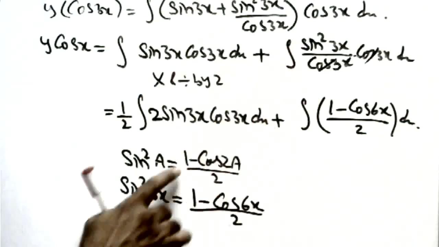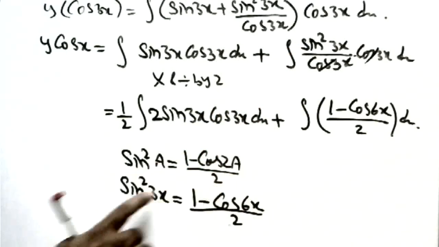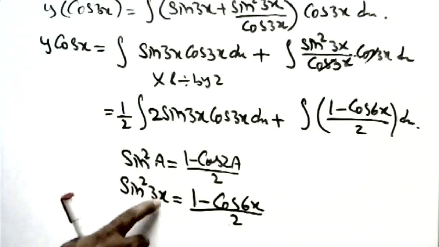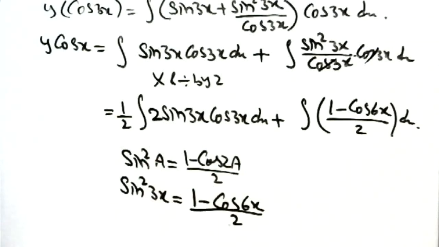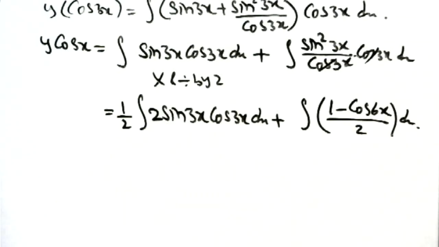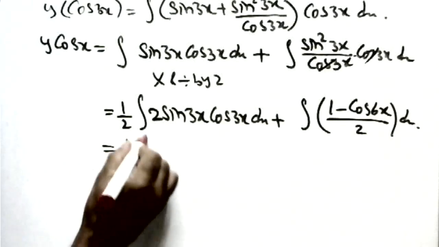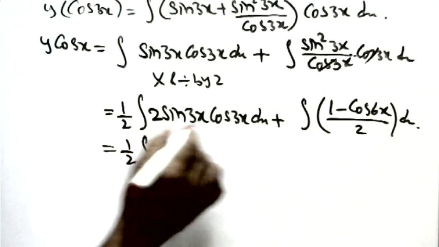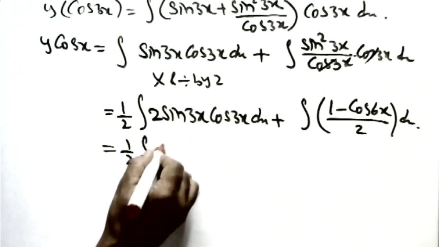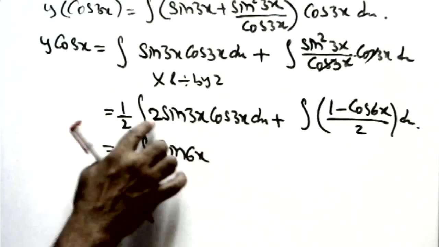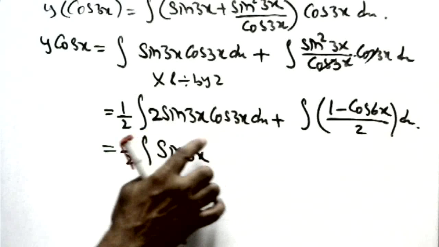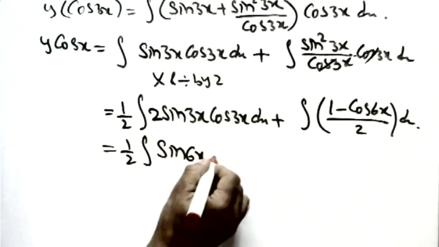Once more, revise this one. Sine square a is 1 minus cos 2a by 2. So sine square 3x means in place of a we put 3x. 3 twos are 6, so it will be 6x. So next step, let me change this one. Now 1 by 2 into integration of 2 sine a cos a, which is sine 2a. So sine 2a means 2 into 3 will be 6x.